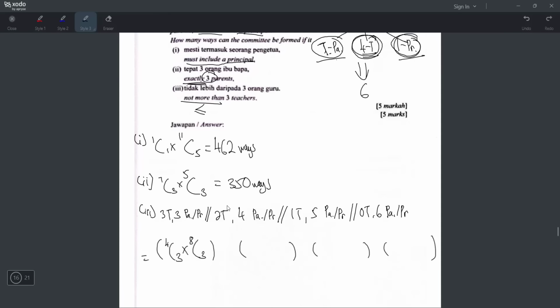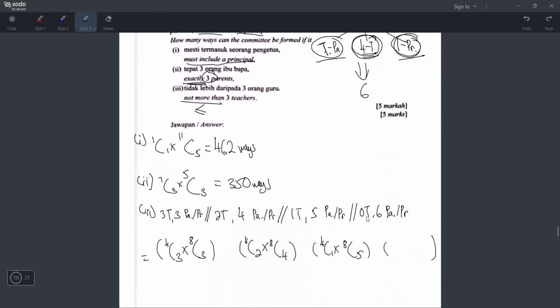Second option, 2 teacher. Okay, you have 4 in total, so 4 teacher, choose 2 teacher, times with 4 parents or principal. It could be parents, it could be principal, either one. So I will add them up. Parents and principal, 7 plus 1, 8, and then C4 because I'm choosing 4. Next one, 1 teacher, choose from 4 teachers, so 4C1 times with parents or principal have to choose 5. So parents 7, principal 1, I will add them up. 7 plus 1 is 8, but I choose 5.